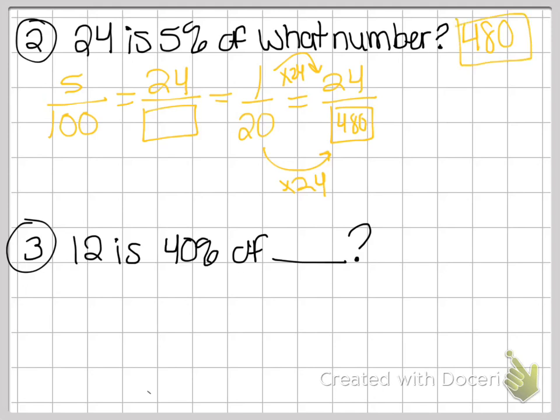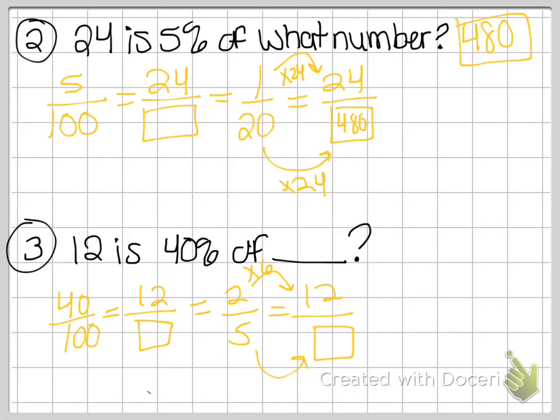All right, same thing with number 3. 12 is 40% of which number? And I'm going to get it right this time. 40% is equivalent to 12 over something. Let's simplify that to 2/5 is equivalent to 12 over something. 2 times 6 gets you 12. Same thing with your denominator. Multiply by 6, and you get 30. So 12 is 40% of 30.